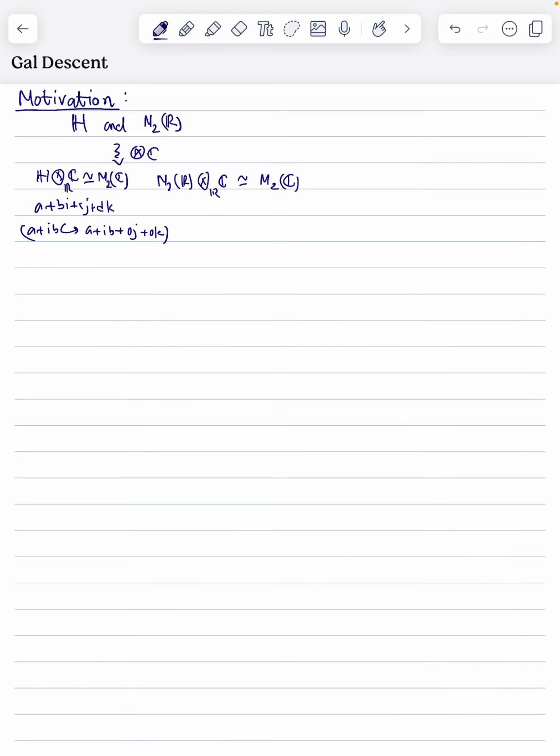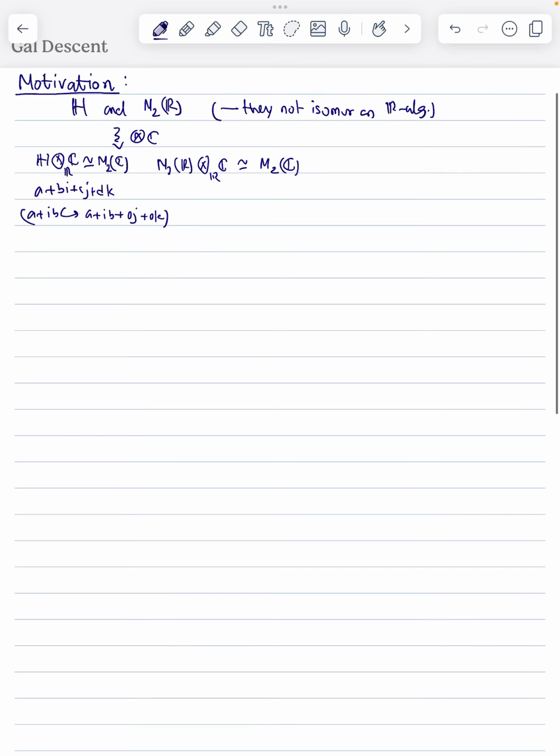So what we are seeing from here is, firstly, they are not isomorphic as R algebras, and the reason is simple: one of them is a division algebra and the other one is not. But when you go up from R to C, you get two things that are isomorphic. So the natural question is, can we go back in the opposite direction?